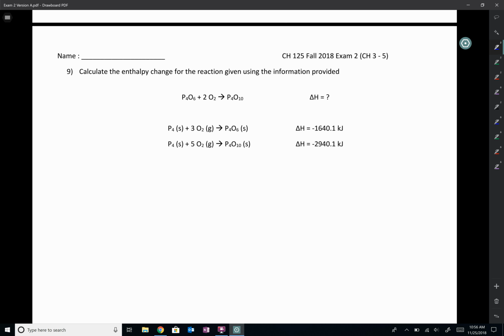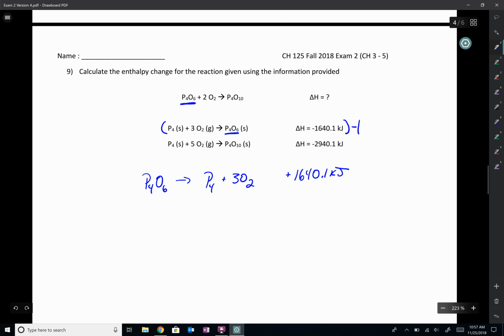The way that I start these problems is I start to look for individual parts. Here's what I mean. I need to have P4O6 as a reagent, right? Something on the left of my arrow. Well, the only other place I find P4O6 is on the right, over here. So my first initial guess would be to multiply that by -1. If I do that by -1, I then can rewrite my equation by basically reversing the whole thing. Okay.